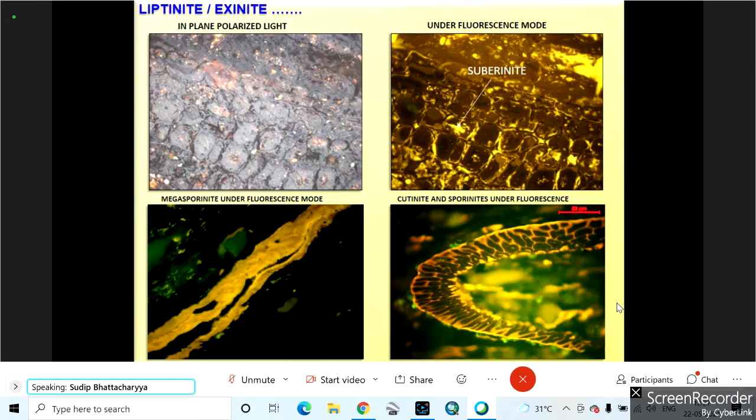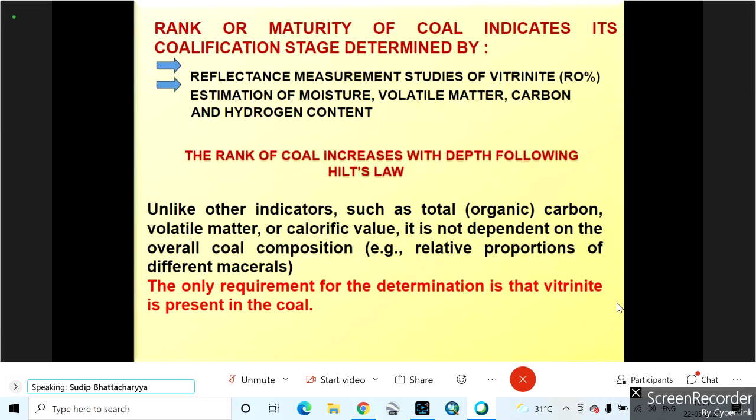They are just fluorescence under ultraviolet light. Under normal reflected light, they will be dark. So spore, pollen, cutin, all these things will give you lipids, liptinites.